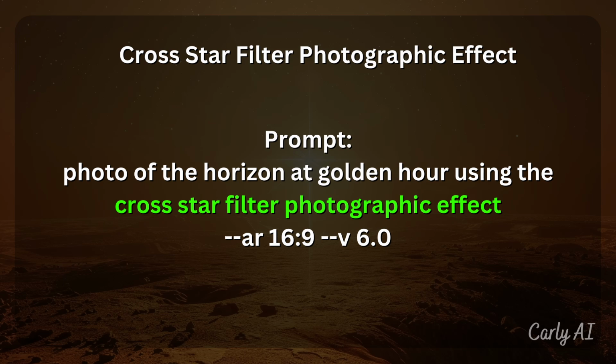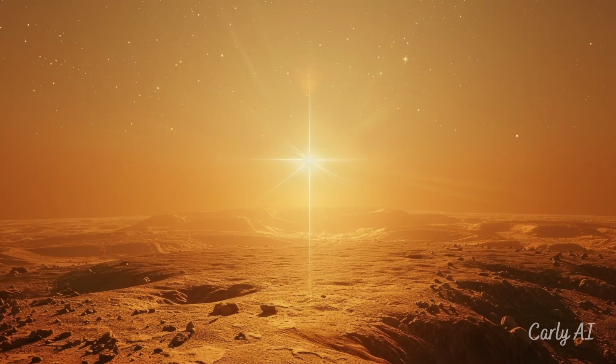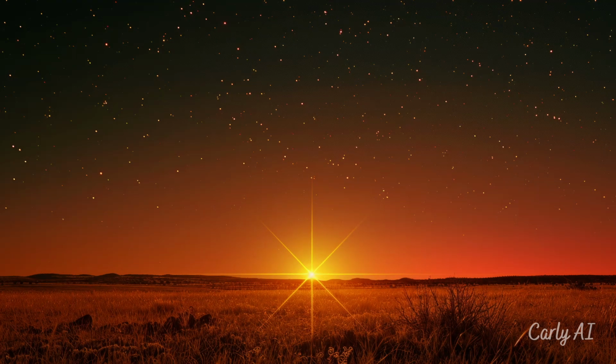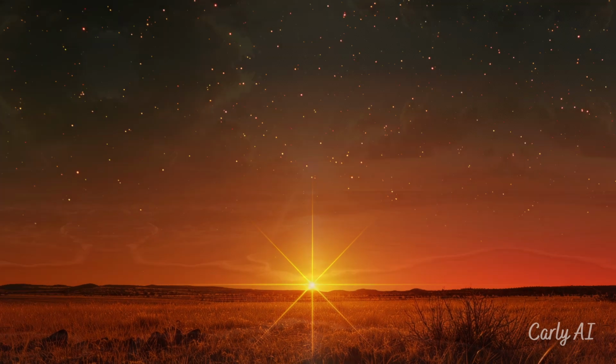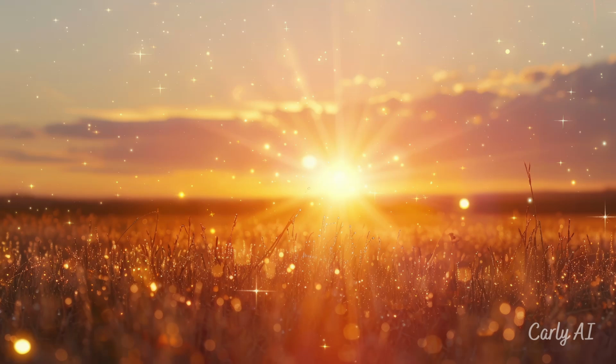Cross-star filter photographic effect. Add a sparkle to your images with the cross-star filter effect, turning light sources into starbursts that punctuate your creation. This effect is achieved in photography by using a filter that diffracts light, creating a cross-shaped pattern and adding drama and magic to photographs. It's a simple yet powerful method that can elevate ordinary scenes into beautiful spectacles of interest.